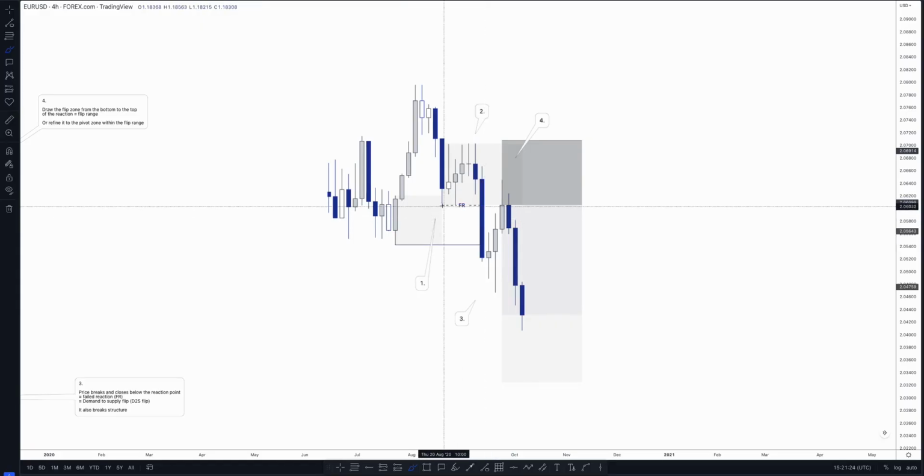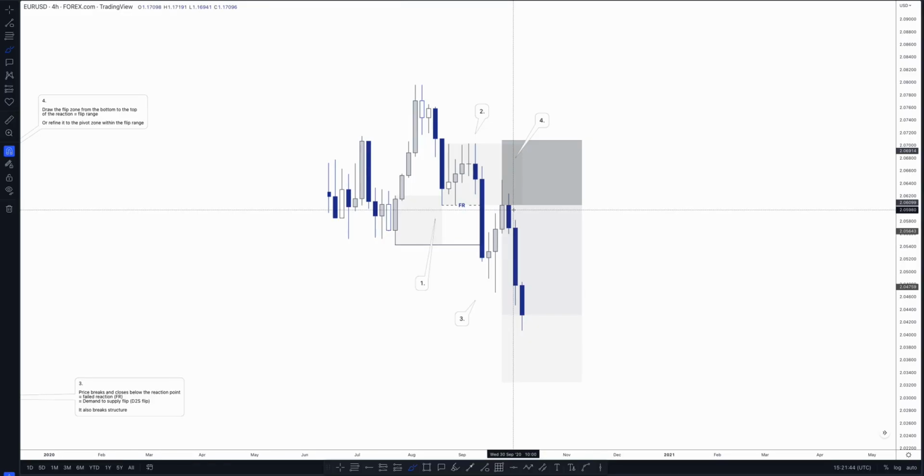And then what do we do? We draw our supply zone from the low of the reaction to the top of the reaction, and that is your flip range. That's your demand to supply flip range. And you can look to enter, or you could refine to the single candle, but sometimes you're not going to quite get tagged in. You see how it just misses it? And that's what can sometimes happen if you over refine. It is what it is.